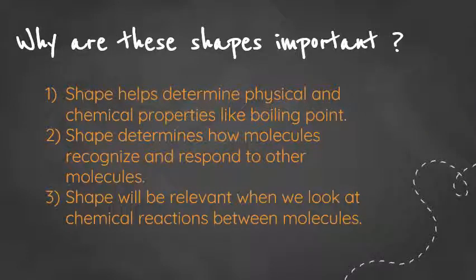And so why are these shapes important? Here's 3 applications. Essentially, shape helps us determine our physical and chemical properties, such as boiling point. Shape can also help determine how molecules recognize and respond to each other. If you've taken biology, you've seen this is the case in regards to enzymes. Shape is also going to become more relevant once we start looking at chemical reactions, which is our next unit.